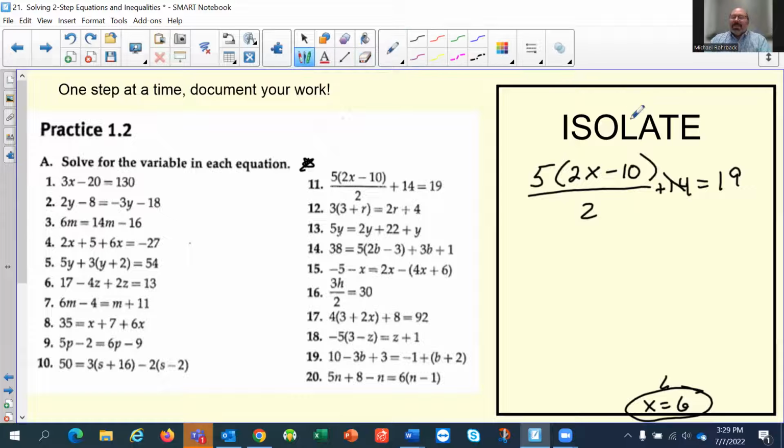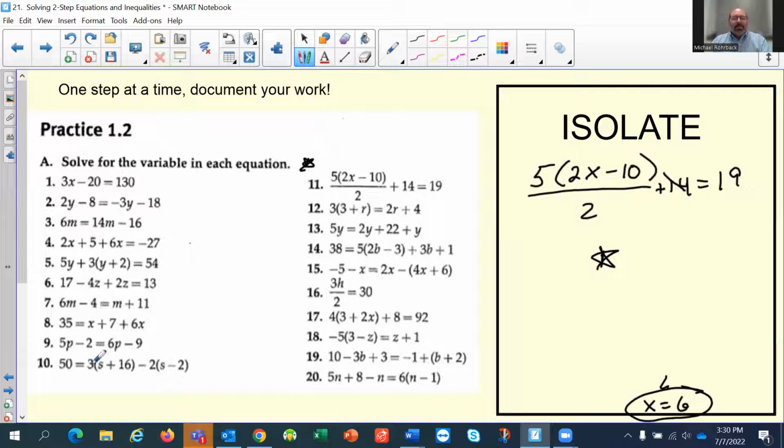Let's check this, make sure we're good. So 2 times 6 is 12. 12 minus 10 is 2. 5 times 2 is 10. 10 divided by 2 is 5. 5 plus 14 is 19. Okay, cool. So it does work. We did do it right. I just wasn't checking it carefully because I was saying 10 divided by 2 is 2. 10 divided by 2 is 5. 5 plus 14 is 19.